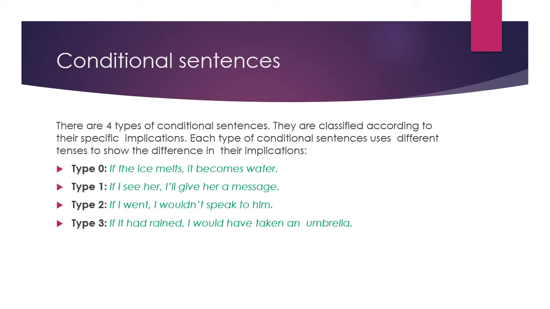There are four types of conditional sentences. They are classified according to their specific implications. Each type of conditional sentences uses different tenses to show the difference in their implications. Type 0. If the ice melts, it becomes water. Type 1. If I see her, I'll give her a message. Type 2. If I went, I wouldn't speak to him. Type 3. If it had rained, I would have taken an umbrella.